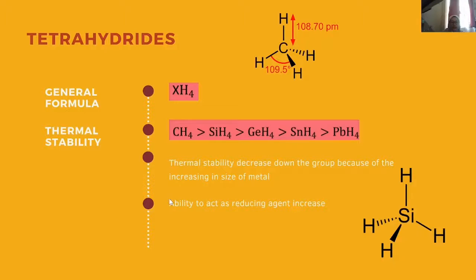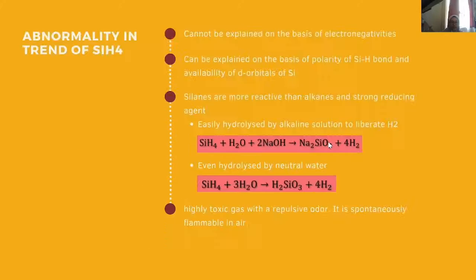Tetrahydrides also increase in their ability to act as reducing agents from CH4 to PbH4. The abnormality in the trend of SiH4 cannot be explained on the basis of electronegativities, but can be explained on the basis of the polarity of the Si-H bond and the availability of d orbitals in silicon. Silanes are more reactive than alkanes and are strong reducing agents. They are easily hydrolyzed by alkaline solution to liberate H2 and Na2SiO3. They can also be hydrolyzed by neutral water to form H2SiO3 and 4H2.